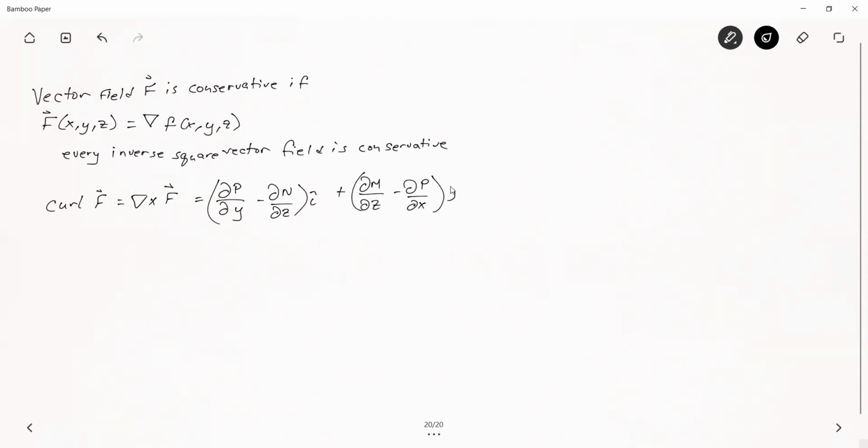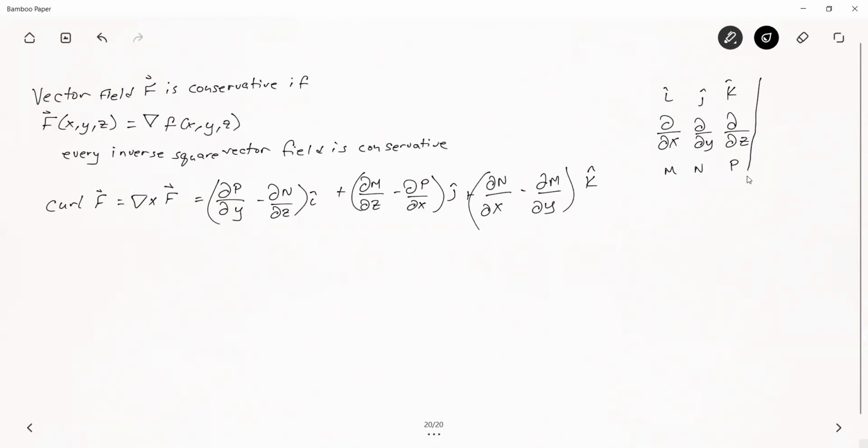And that's J hat plus the partial of N with respect to X minus the partial of M with respect to Y. And that's our K hat. Okay. And just remember, this would be I hat, J hat, K hat. In case you have forgotten, this would be the partial with respect to X, the partial with respect to Y, and this would be the partial with respect to Z. And this would be our M, our N, and our P. Okay. So that's really what's happening there.